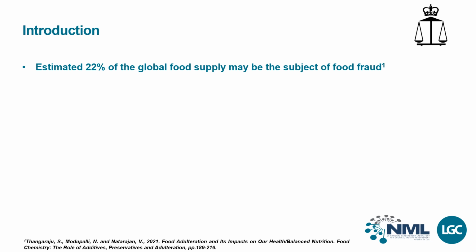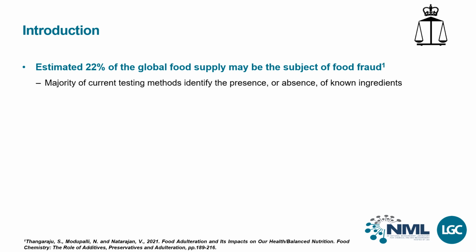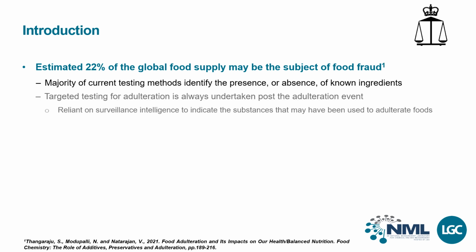It has been estimated that approximately 22% of the global food supply may be the subject of food fraud. Most of the current official testing methods employed are only capable of identifying the presence or absence of known ingredients or adulterants. Testing for adulteration is difficult due to the variety of substances now used to adulterate foods and is reliant on surveillance intelligence to indicate which adulterants may have been employed.